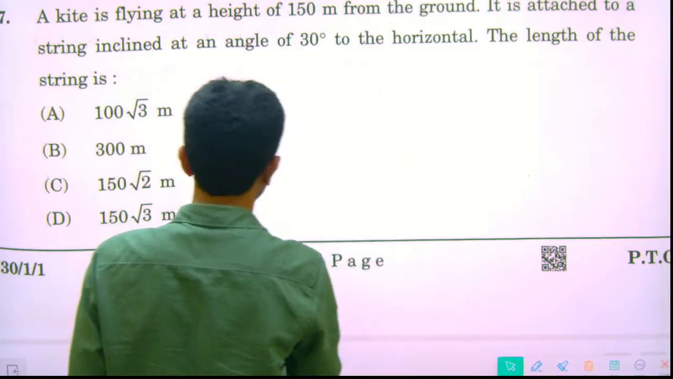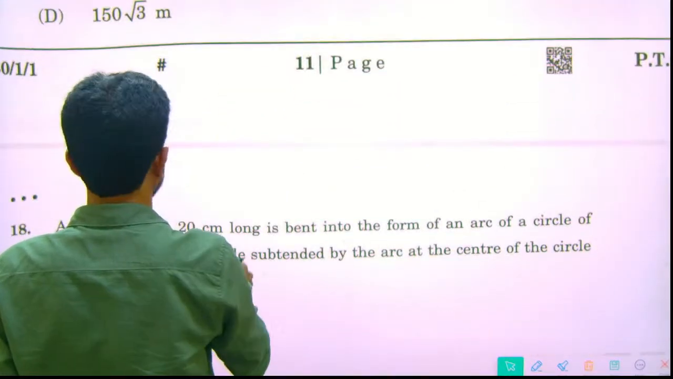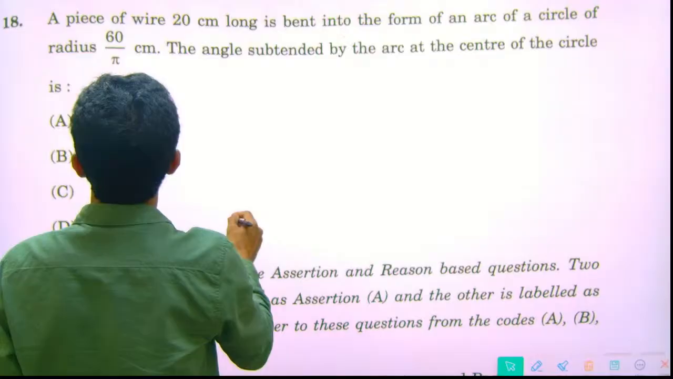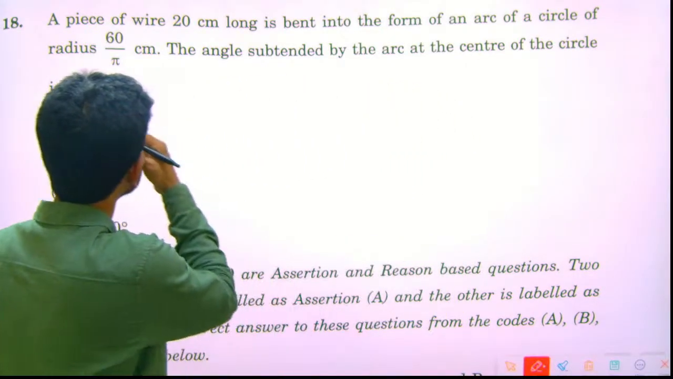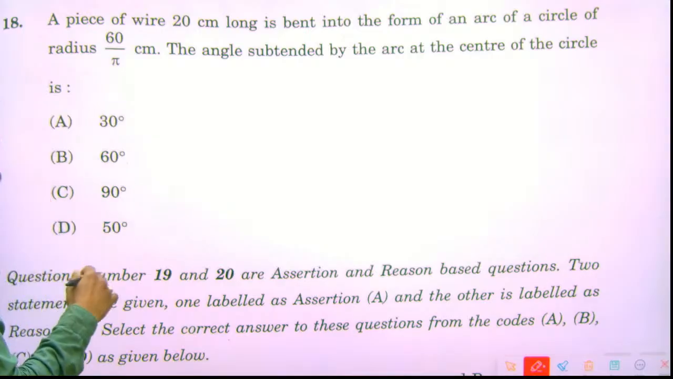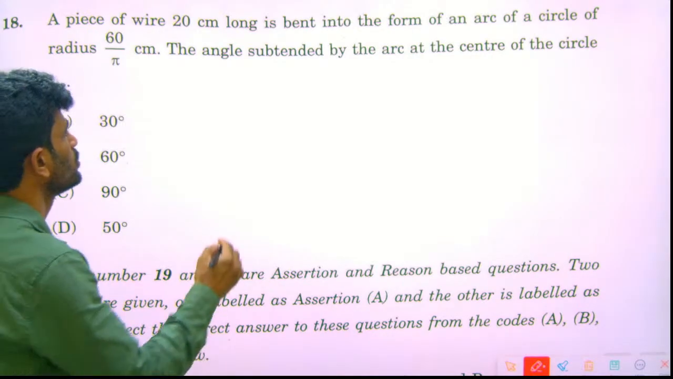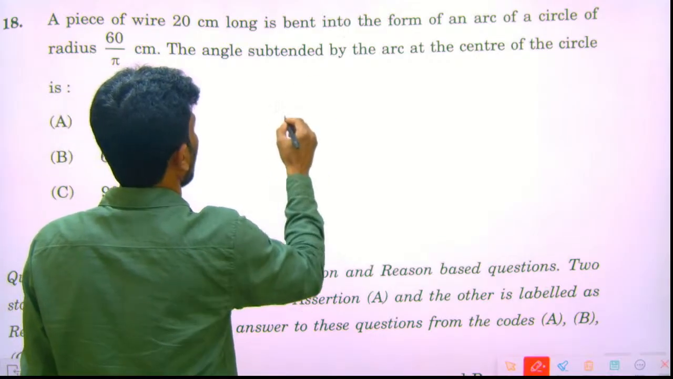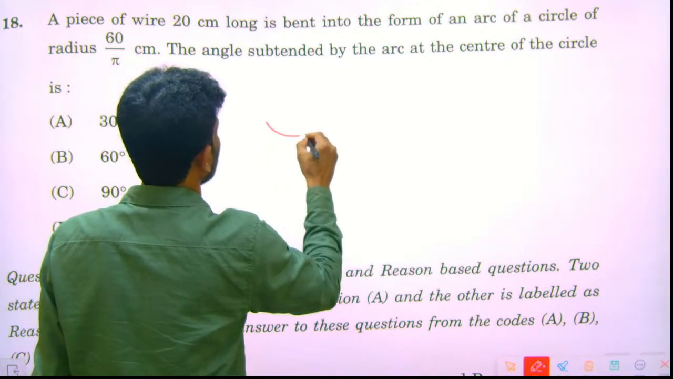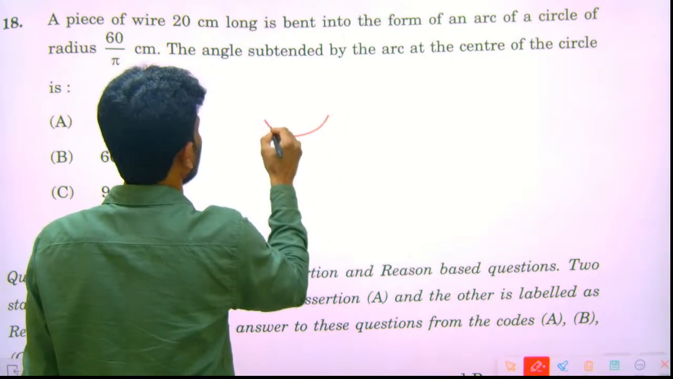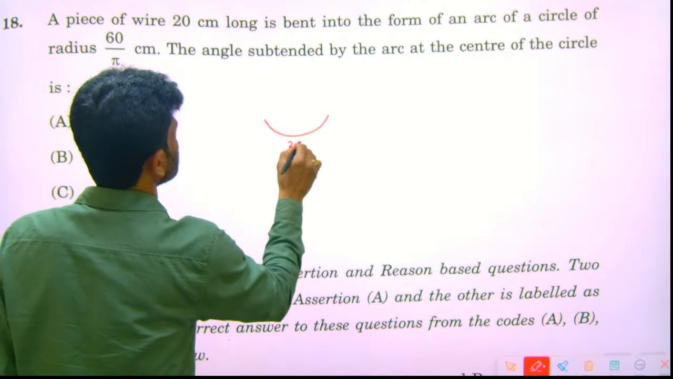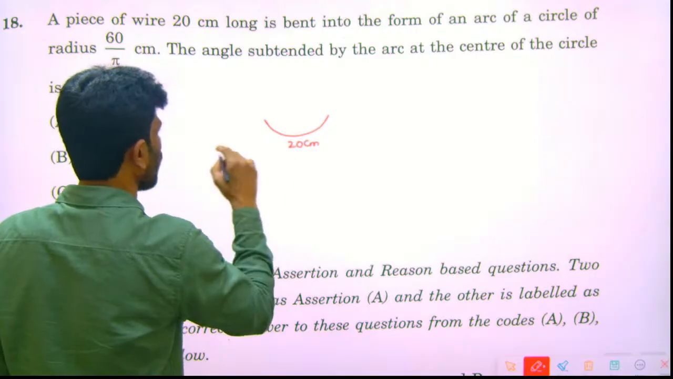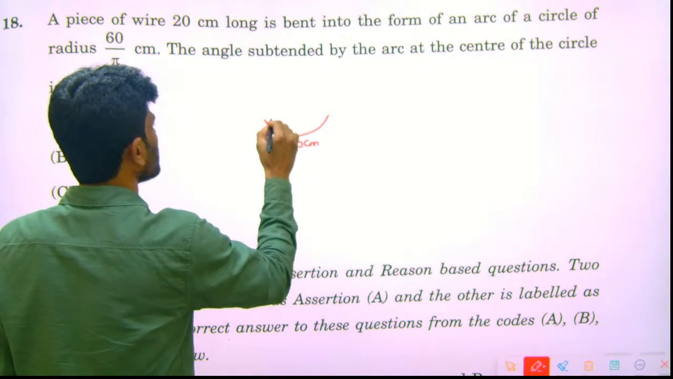Let us see question number 18, what it is. What is given in question number 18? A piece of wire 20 centimeters long is bent into the form of an arc. Like this it is bent, and the length of this piece is given. How much is it? 20 centimeters. So the length of the arc is given, L.